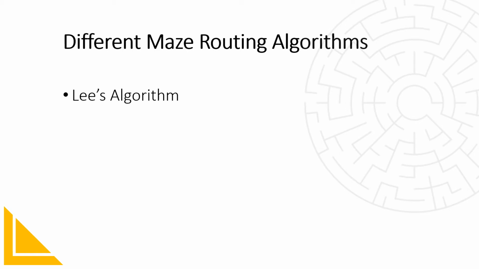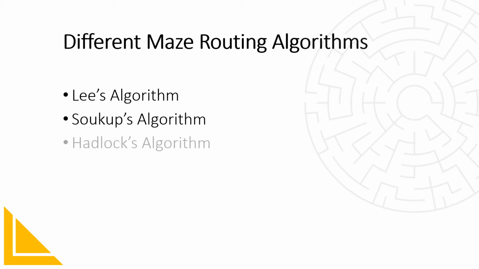There are different maze routing algorithms today, like Lee's algorithm. It is a single layer routing method based on a breadth first search. Then we have Soukup's algorithm. It is a combination of a breadth first and depth first search, and it's faster than Lee's algorithm. Next, we have Hadlock's algorithm, a shortest path algorithm used for grid graphs.